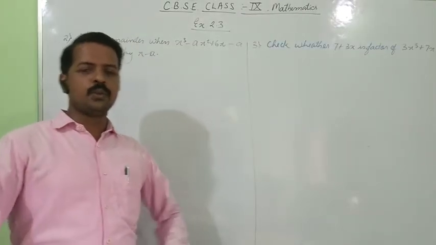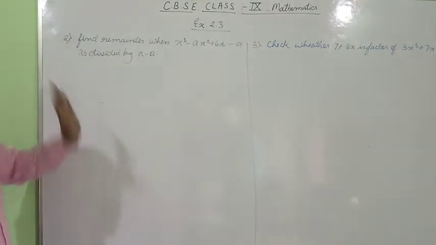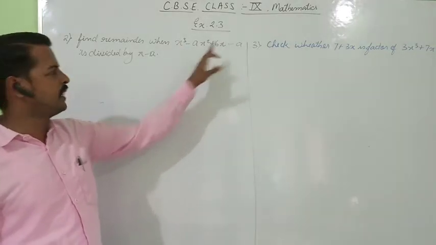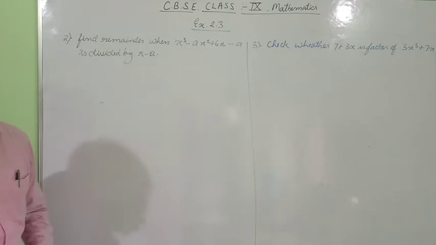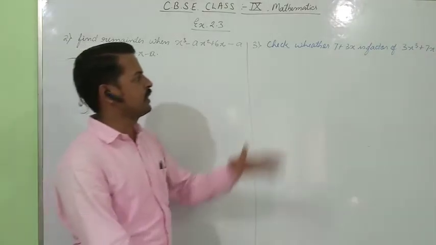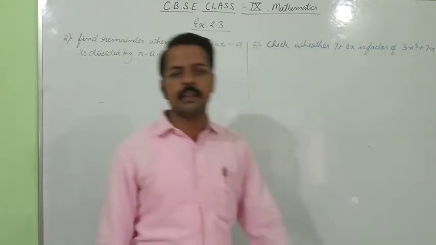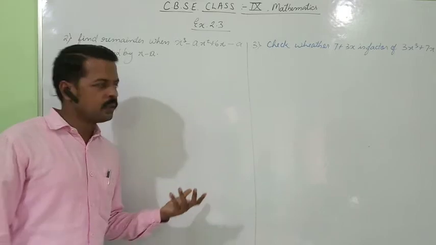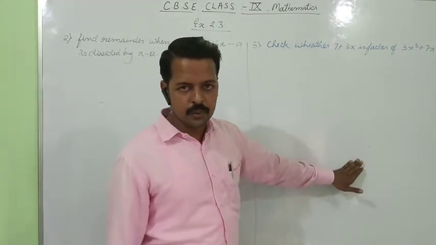Now let us see the last two questions of the exercise. In the second question, find the remainder when x cube minus ax square plus 6x minus a is divided by x minus a. This is similar to the previous question. In the third question, we have to check whether 7 plus 3x is a factor of 3x cube plus 7x or not.